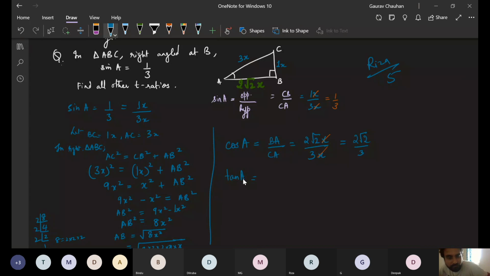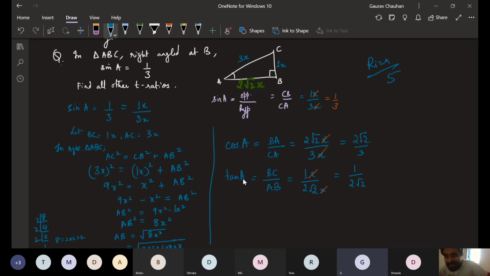Can you give me tan A? BC divided by AB. Very good. That's how much? 1x by 2 root 2x. Correct. X cancels out. So 1 by 2 root 2. Very good.